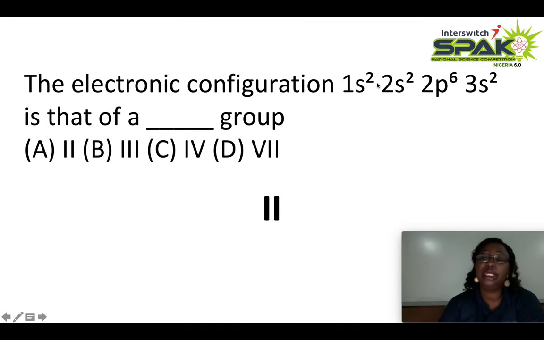Now, how do you know the element? You add 2 plus 2 plus 6 plus 2, that gives us 12. So the element we are talking about here is magnesium, with atomic number 12. It ends with s, which shows that it's in the s block, and the s block is on the left hand side of the periodic table, the first two columns.